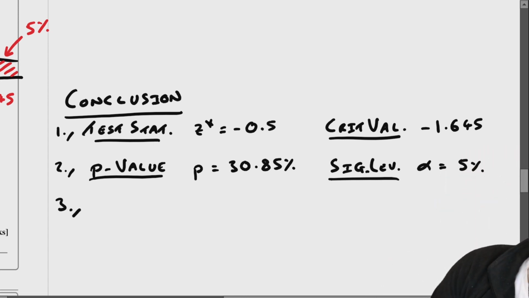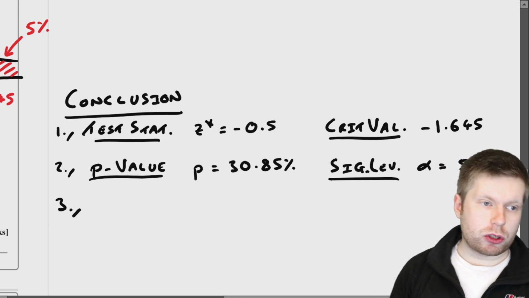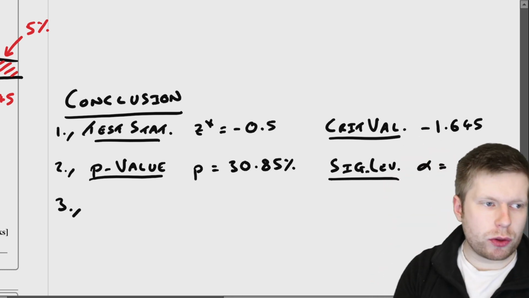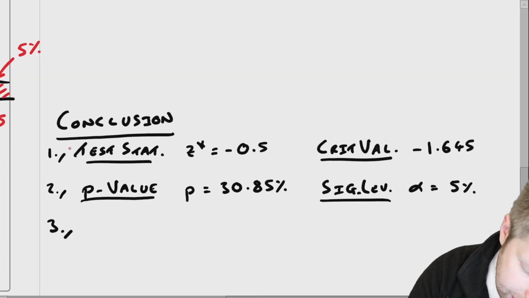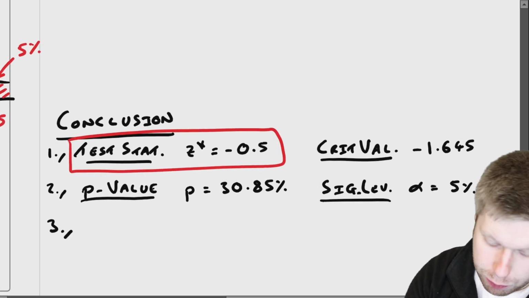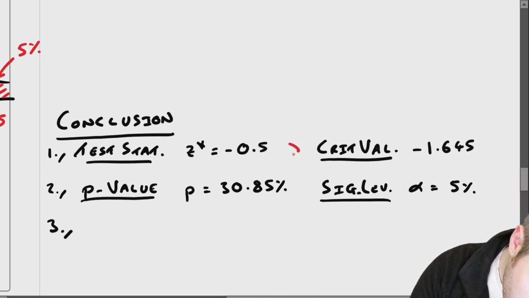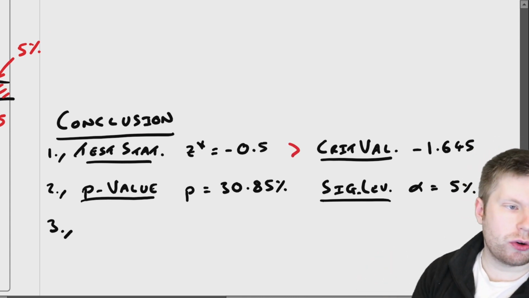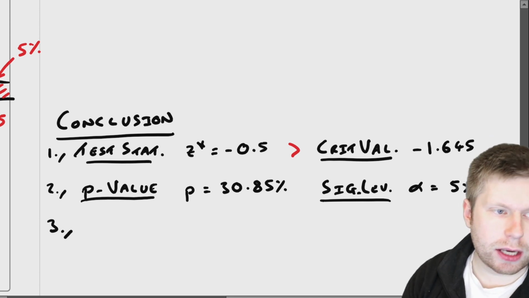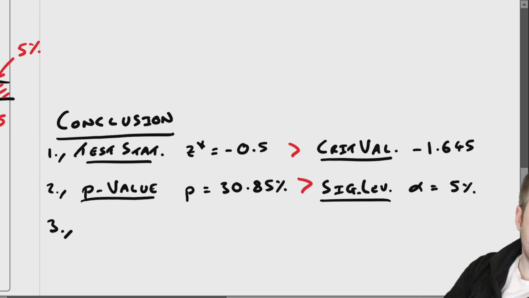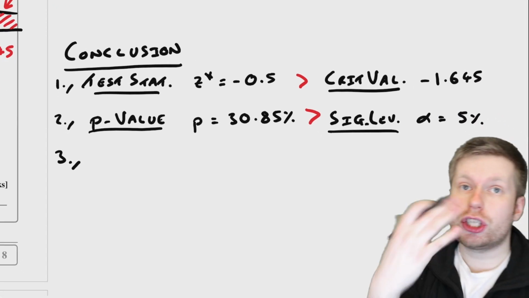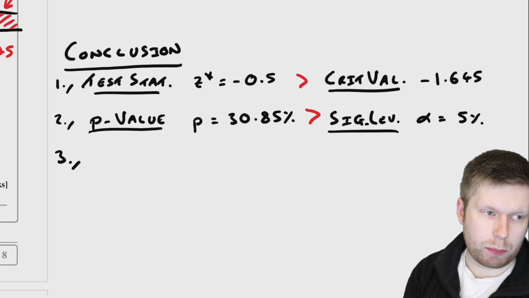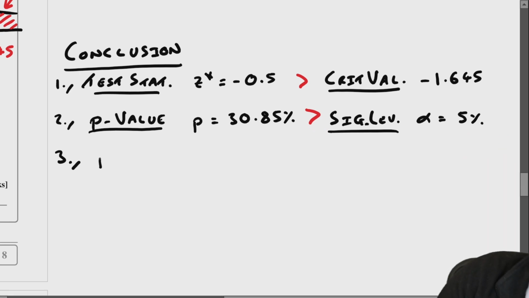Third thing I'm going to state is, do I reject the null hypothesis or do I fail to reject the null hypothesis? Well, actually no, before I do that, I need to state what these things mean, okay? So I need to say that the test statistic, which was negative 0.5, was clearly greater than my critical value, so it wasn't in the critical region. Next, I need to do it in terms of the p-value. Well, the p-value was also greater than my significance level, so therefore it wasn't in the critical region. So therefore I can state now, do I reject the null hypothesis or fail to reject the null hypothesis? Well, clearly in this case, I fail to reject the null hypothesis.